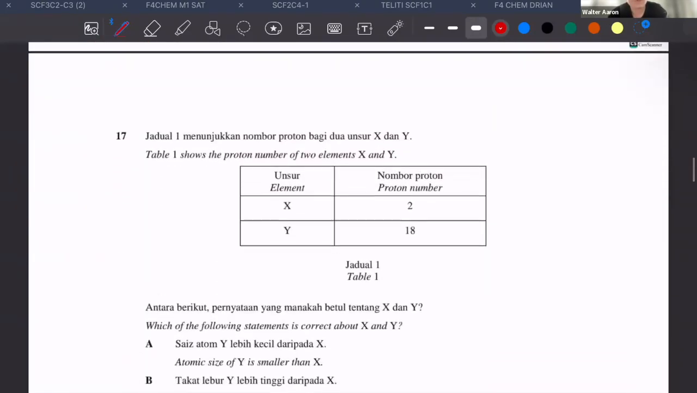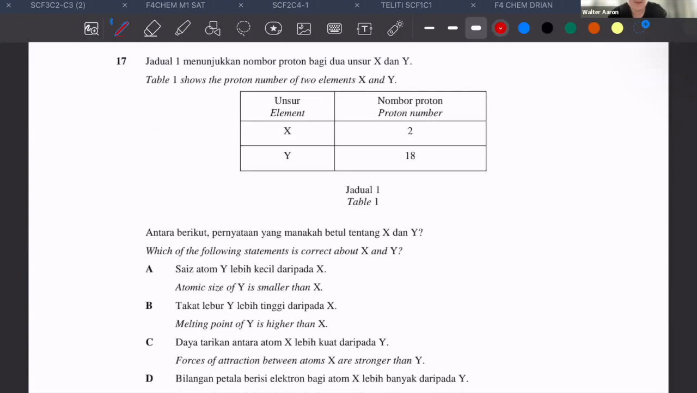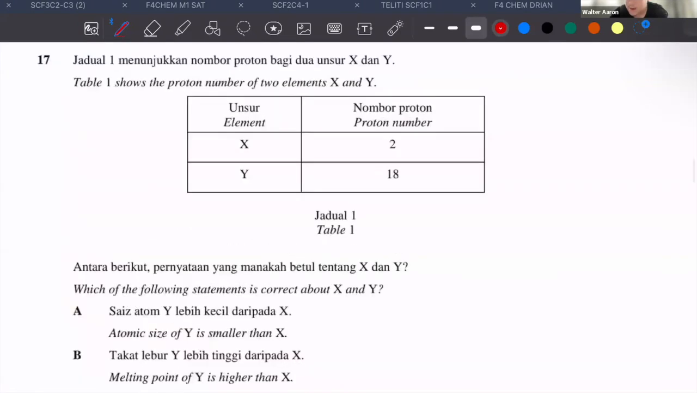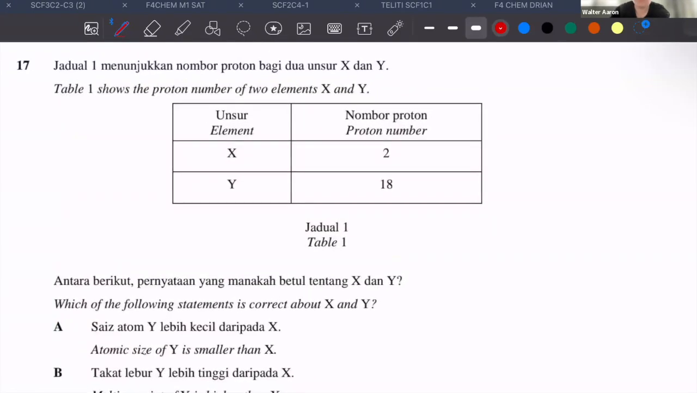Number 17: Table 1 shows the proton numbers of two elements, X and Y. X has proton number 2, and Y has proton number 18. Which of the following statements is correct about X and Y? Let's take a look at the atomic structure by writing down the electron configuration. Proton number is equivalent to the number of electrons in a neutral atom. So X has 2 electrons, and Y has 18 electrons as well.